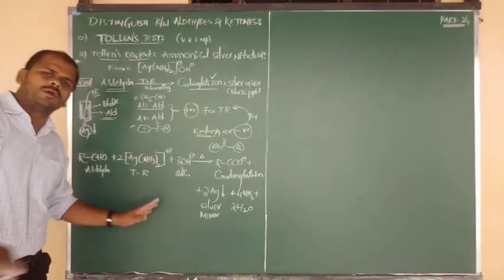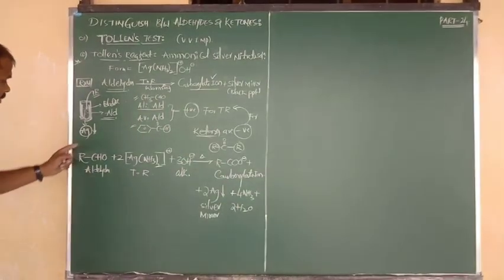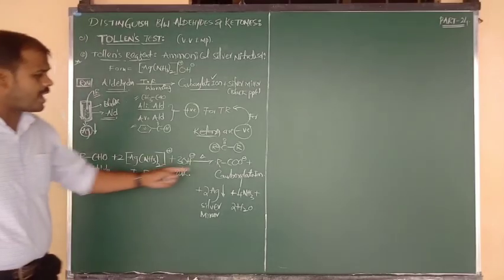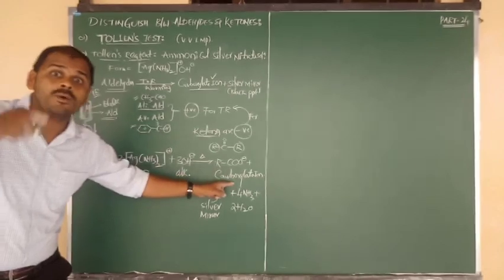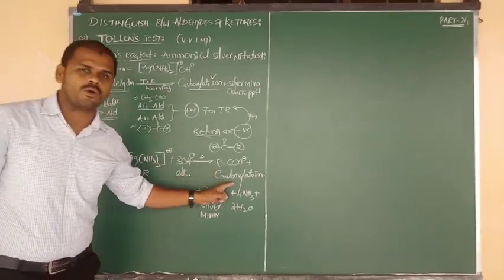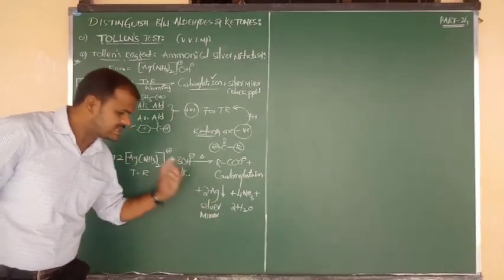Hydrogens automatically get balanced. If you want, you can check. So once again, beta, in place of R you can write benzene, here also benzene will come, whatever that may be. Aldehydes are oxidized into carboxylate ion, and we can say carboxylic acid. And Tollens reagent gets reduced into the silver mirror.